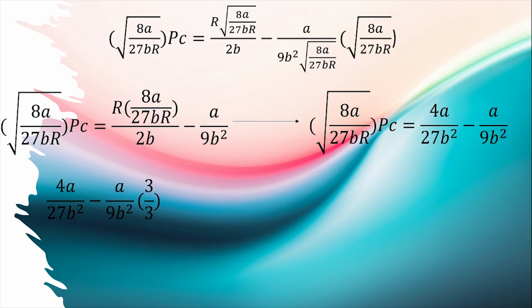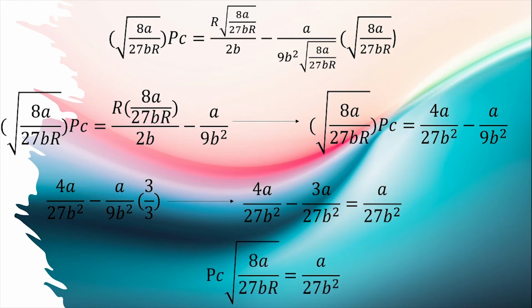Afterwards, we're going to find the LCD. So the LCD of this is 27, so this expression here should be multiplied by 3 over 3, so that it will become 3a over 27b. Hence if we combine both of these to simplify it further, it will become a divided by 27b squared. To sum up where we have been, pressure Pc times the square root of 8a over 27bR is equal to a over 27b squared.